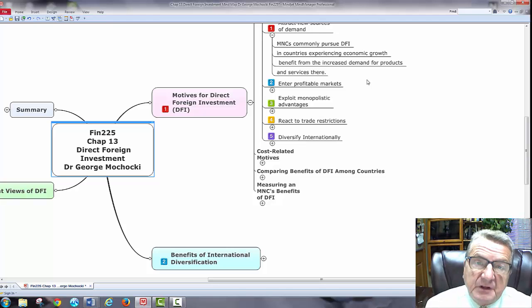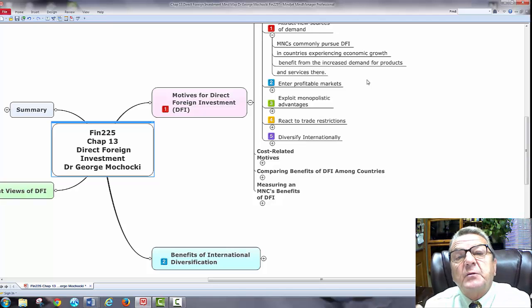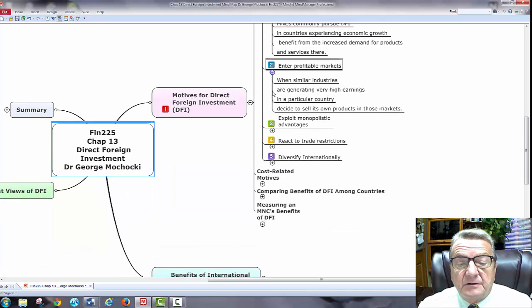Then you now have to understand your customer base, but you also have to understand the regulatory and the legal aspects of where you open up your business, the tax and everything else on there. Okay, enter profitable market. Here's what's happening.